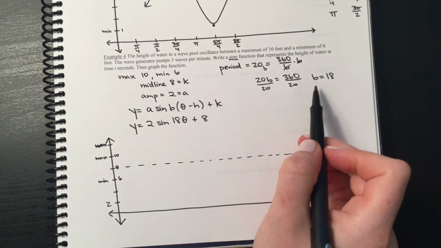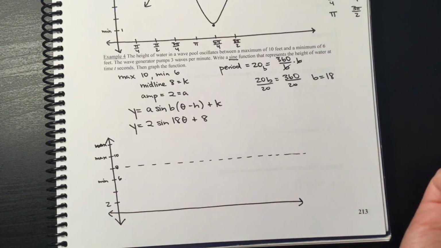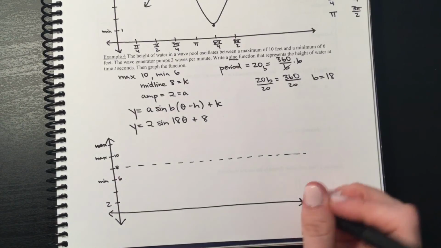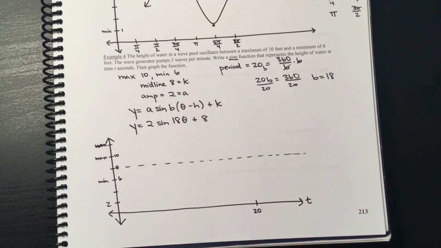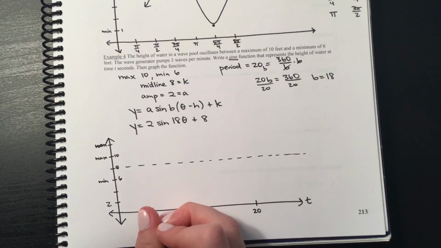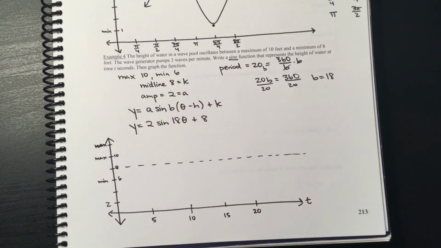And then I know I adjusted my period, so I'm going to go through a full cycle every 20 seconds. All right, so we can do something like this. So every 20 seconds, I'll go through a full cycle. If I make this T for time, I can make this 20 seconds for a full cycle and then start splitting this in half. So a half cycle would be 10 seconds, a quarter cycle would be 5 seconds, and 3/4 of the way through would be 15 seconds.